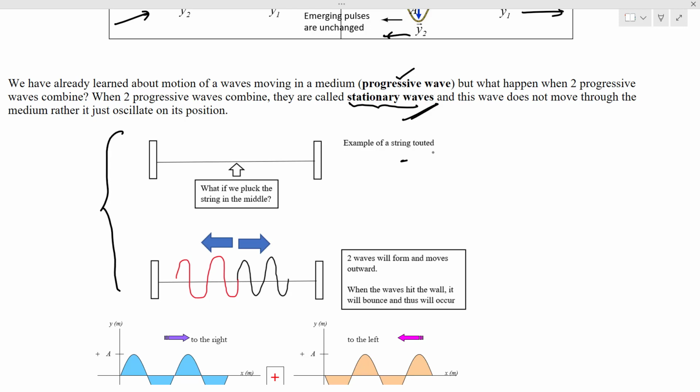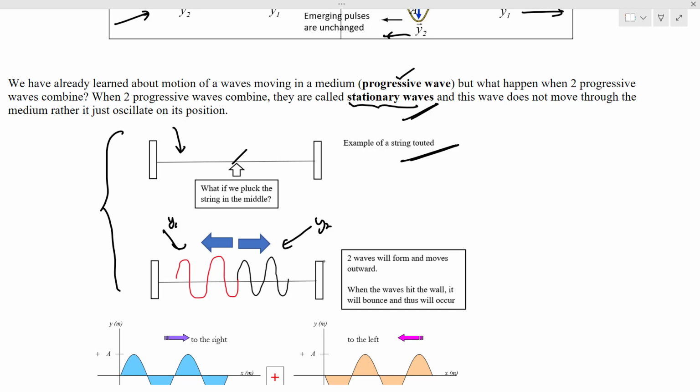This is an example of a string being taut. Maksudnya ini tali, macam gitar, you boleh bayangkan gitar ke violin. Katakan kita petik dekat tengah ni. Bila kita petik dekat tengah ni, dua ombak akan terbentuk. You nampak kat sini warna merah ni ombak Y pertama, hitam ni ombak Y kedua. Dia akan bergerak di arah yang berbeza. Two waves will form and move outward.